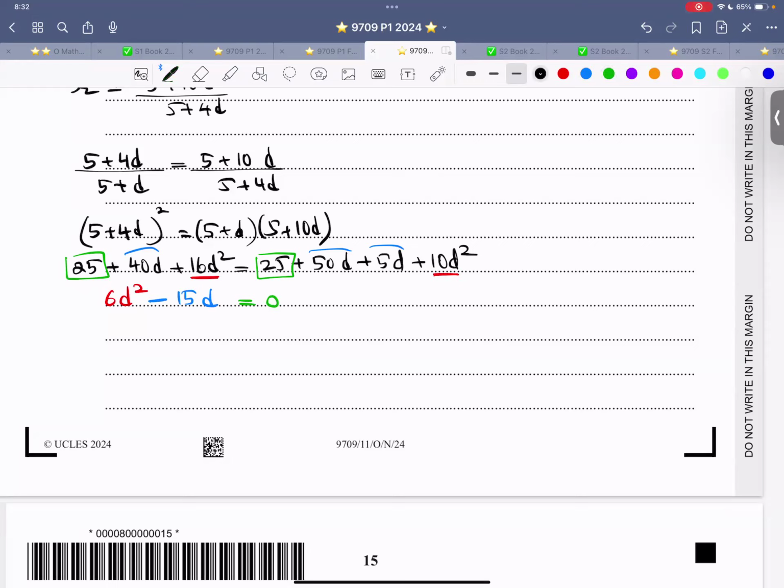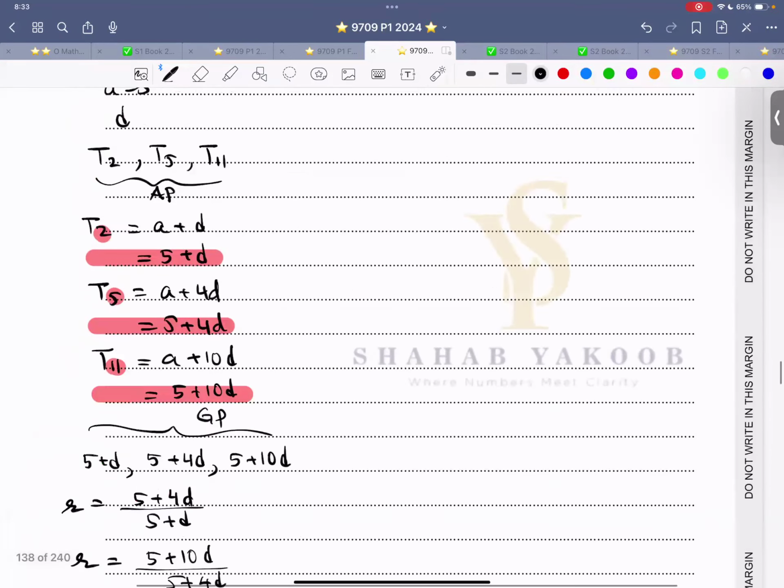So now just take d common. 6d minus 15 is equal to 0. Therefore, d is 0, reject, because it says d is positive. 6d is equal to 15. d is equal to 15 over 6. 3 fives are, 3 twos are. Therefore, d comes out to be 2.5. So now d is 2.5.